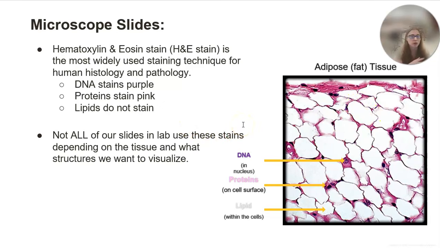Lipids, so fat molecules, are not going to hold on to either of these stains, so they're going to end up clear. They're going to look like the light is just going to pass right through them. So all of these open areas we see here are going to be lipids.